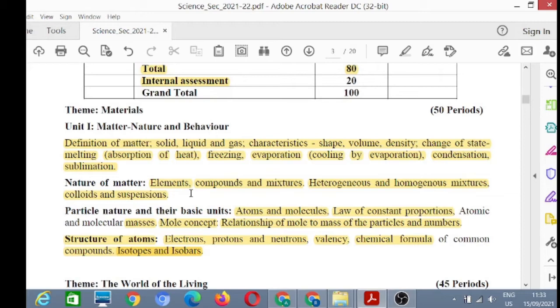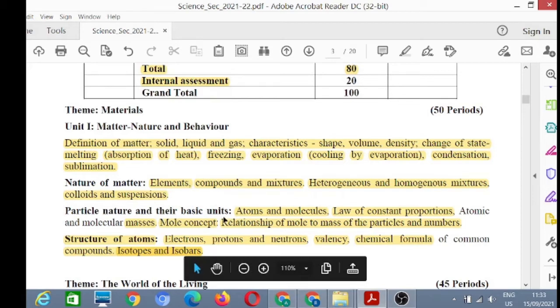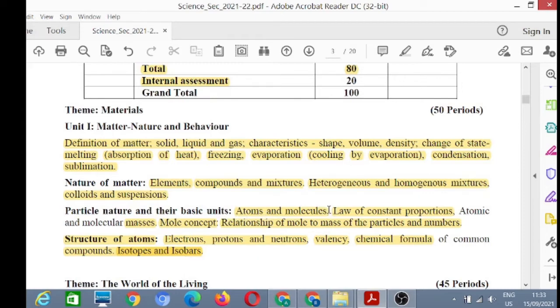So next topic is particle nature and basic units. So here we discuss atoms and molecules. First topic is atoms and molecules. Like hydrogen is an atom and H2 is a molecule. So molecules are formed by combination of atoms.